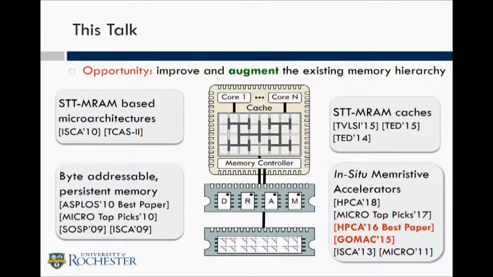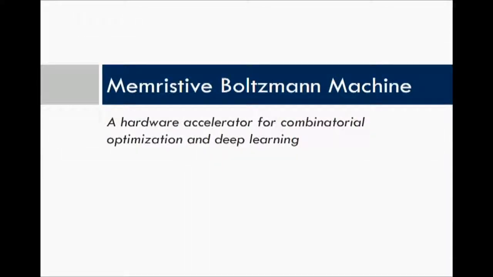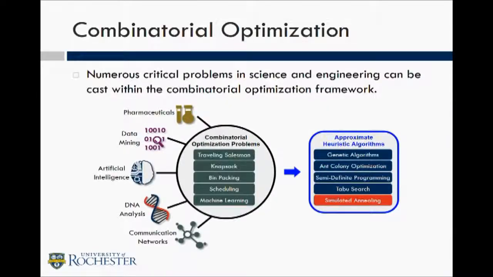Okay, so I'll start with the Boltzmann Machine. What the Boltzmann Machine is, it's essentially a method of performing combinatorial optimization. Combinatorial optimization itself is a branch of discrete mathematics that is concerned with finding the optimum element of either a finite or countably infinite set. And the reason it's important is because there's an enormous number of problems in science and engineering that can be cast within the combinatorial optimization framework.